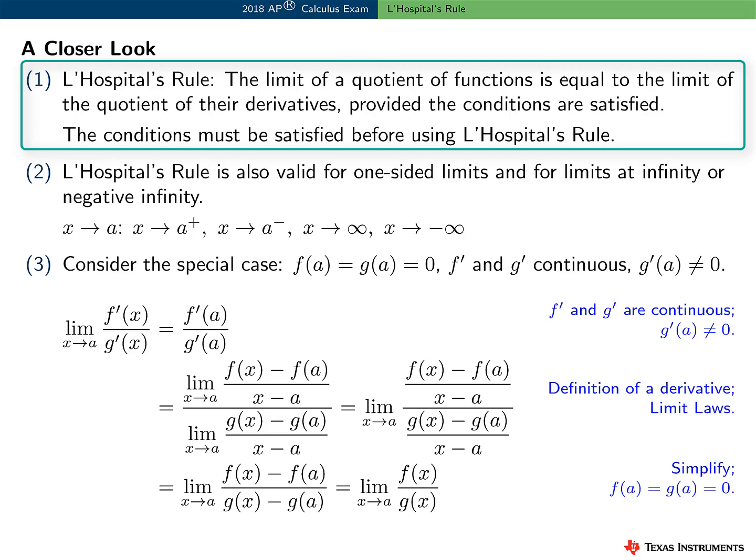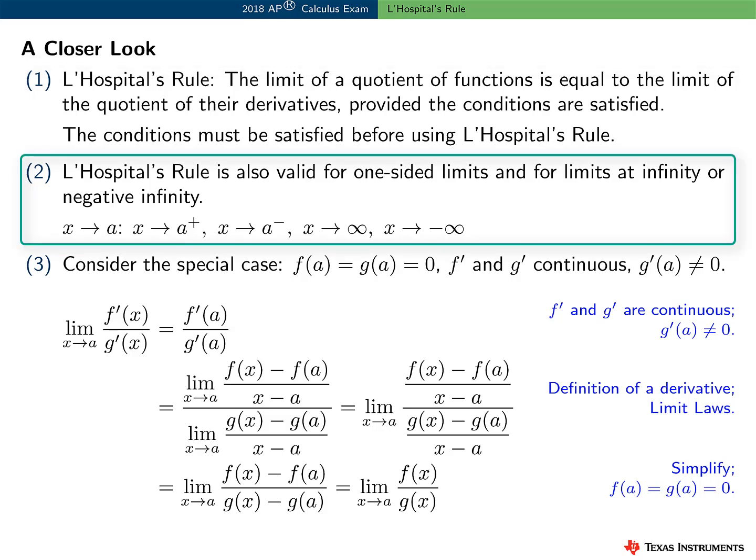In words, L'Hopital's rule says that the limit of a quotient of functions is equal to the limit of the quotient of their derivatives, provided the conditions are satisfied. And it's very important to verify the conditions regarding the limits of f and g before using L'Hopital's rule. That is, we can only apply L'Hopital's rule if the limit is in an indeterminate form of type 0 over 0 or infinity over infinity.